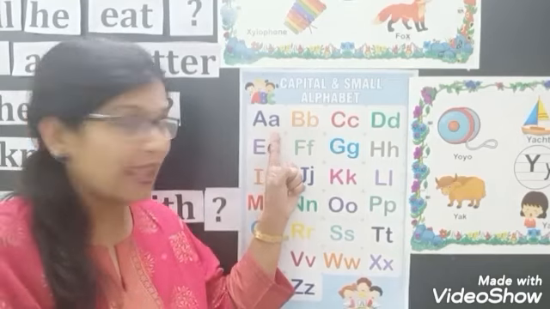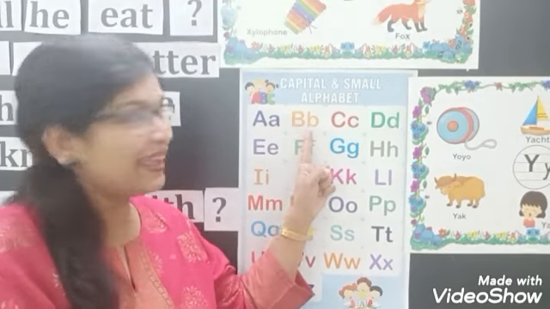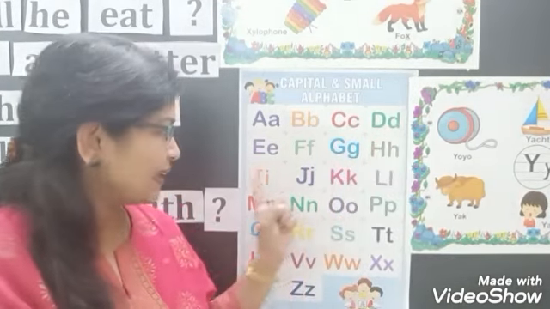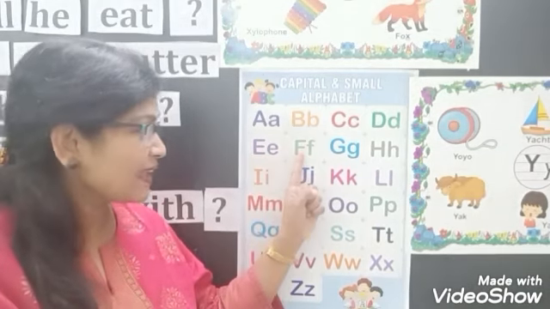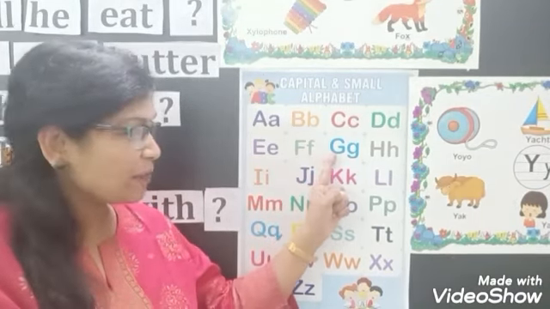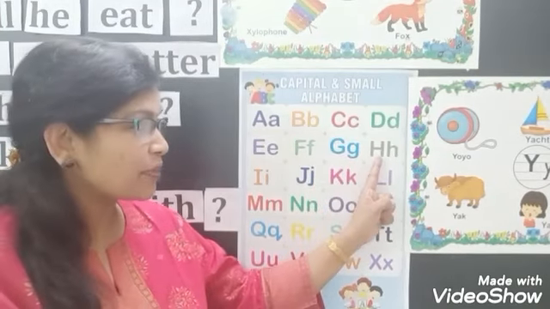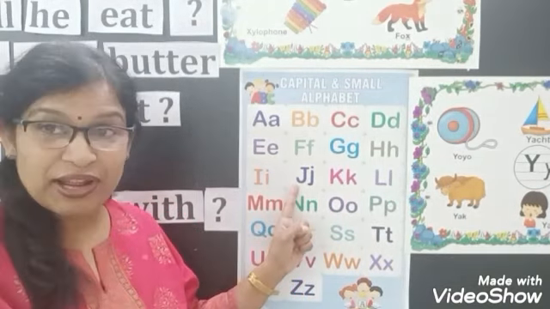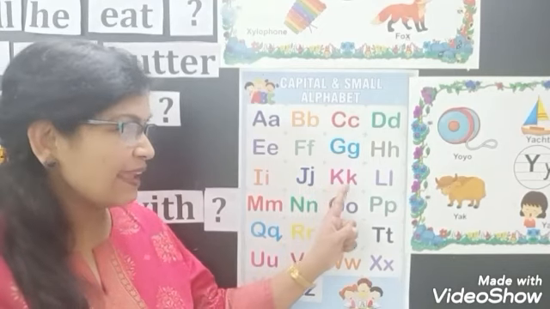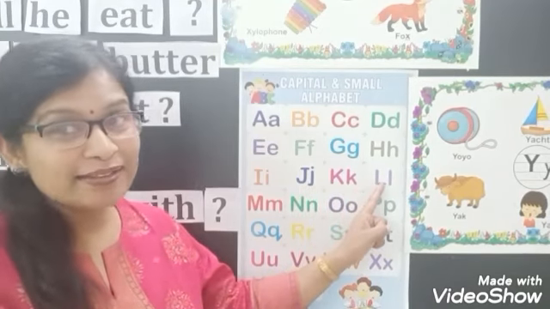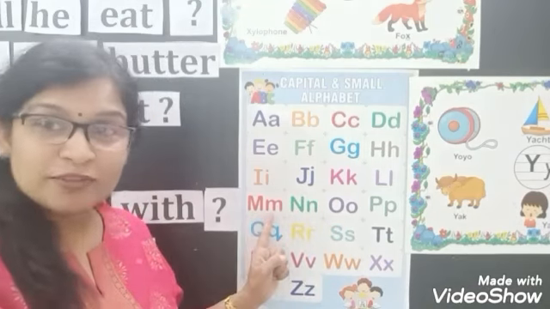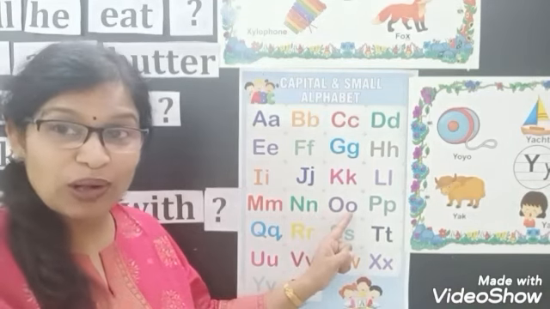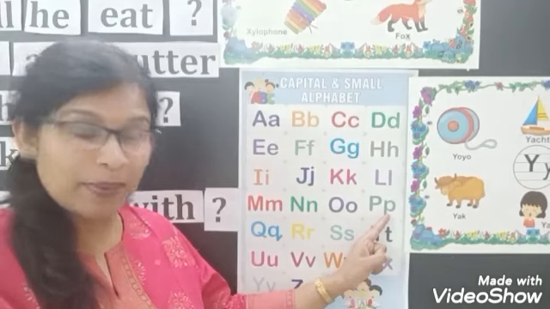Capital A, small a. Capital B, small b. Capital C, small c. Capital D, small d. Capital E, small e. Capital F, small f. Capital G, small g. Capital H, small h. Capital I, small i. Capital J, small j. Capital K, small k. Capital L, small l. Capital M, small m. Capital N, small n. Capital O, small o. Capital P, small p.